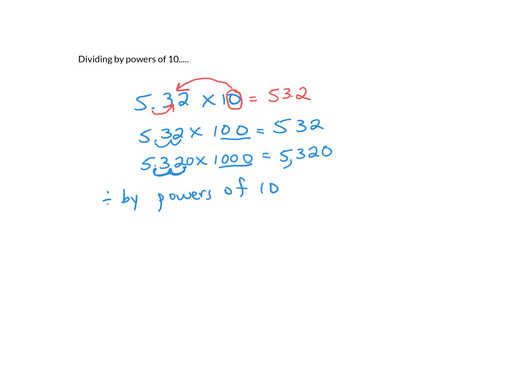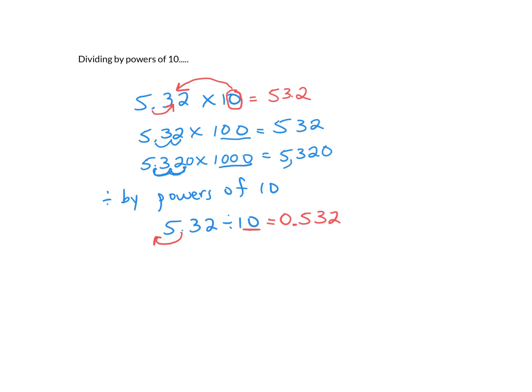Except instead of moving the decimal point to the right, you are going to be moving the decimal point to the left. So if I have 5.32 divided by 10, there's 1 0, which tells me I'm going to move the decimal point 1 spot to the left. So the answer now is 0.532. And if you want to, you could put a 0 in front of it just to make sure that that decimal point is apparent.